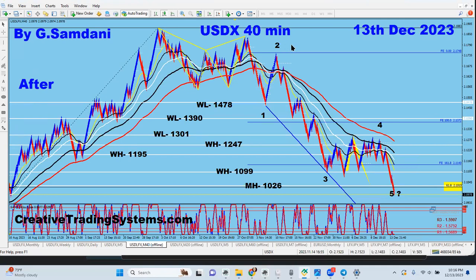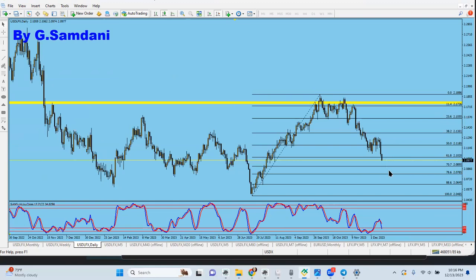So this is wave 1, 2, and then 3. Then wave 4, wave 5. I said we're going to be coming down to 61%, and we are bypassing that, maybe going for 78%, who knows. But let's take a look at the daily chart. This is how it is. So 61% is gone, and maybe 78%.